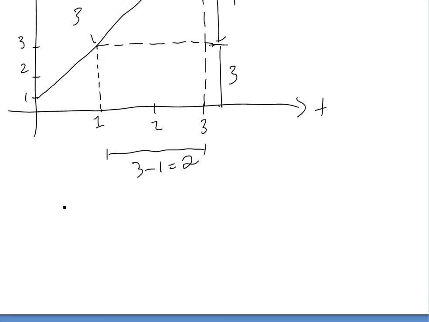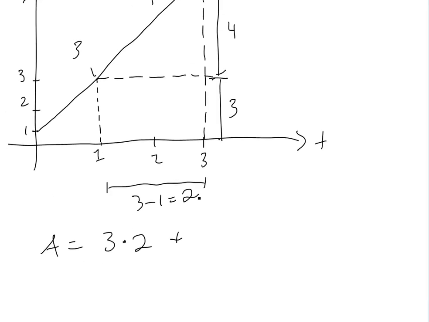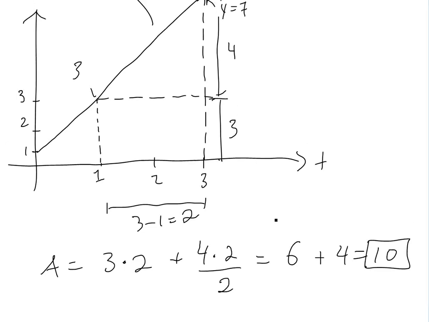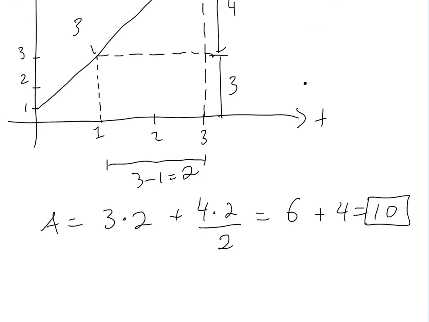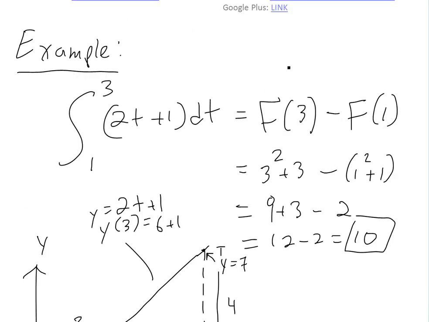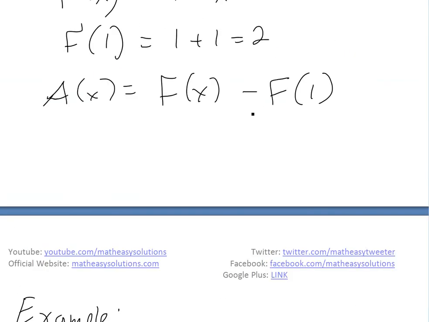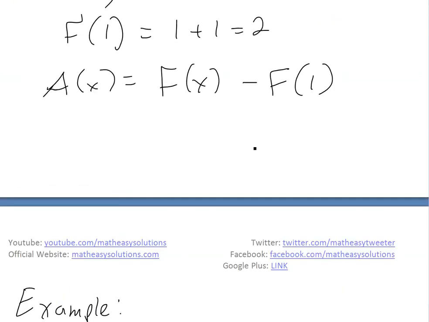Yeah, so now we just find the area. The area is going to be equal to the rectangle, width times length, 3 times 2, plus the area of this triangle, 4 times base divided by 2. This equals 6 plus 4. The 2 is cancelled, and this equals 10. So then basically the area is the antiderivative, the same thing here. This is all I really want to illustrate. I'll show the exact proof in later videos, in the fundamental theorem of calculus, part 1, which is that the integral is the antiderivative.